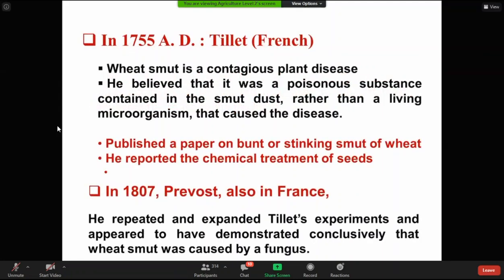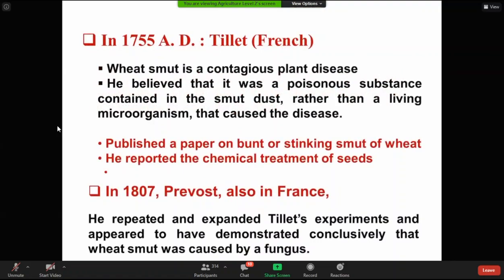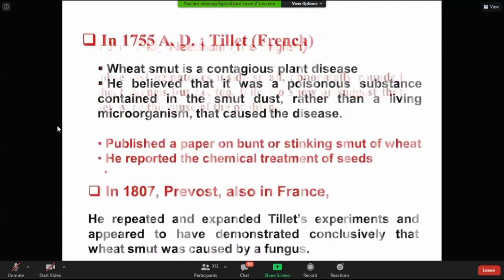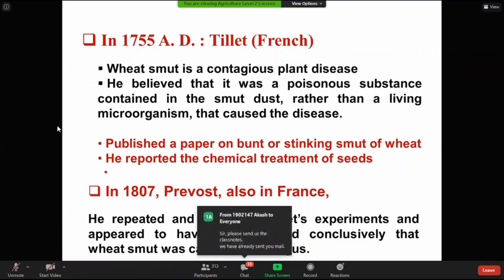Then you see the two scientists. 1755, you see 43, then 55, how many years? 12 years later, Tillet, a French scientist, first proved that smut is caused by a pathogen, by a microorganism. That's why wheat smut is a contagious disease, meaning caused by some microorganism, and he believed that it was a poisonous substance contained in the smut dust.